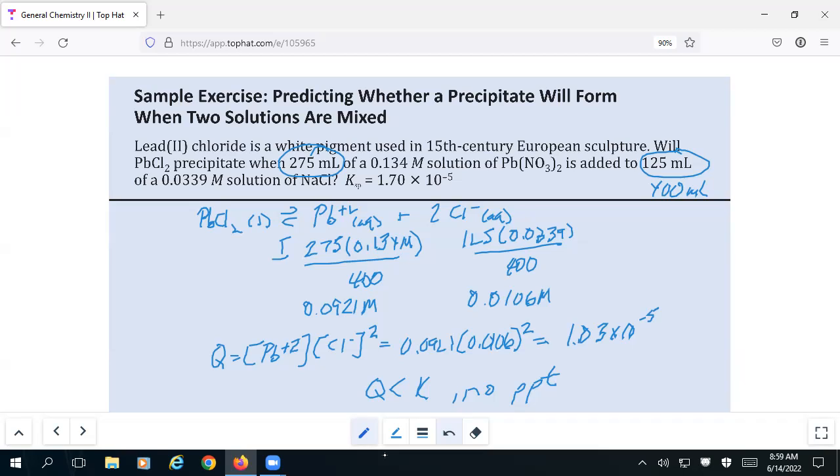All right. Any questions with this example? Okay. So remember, we're combining two solutions together. So it would be the total volume of both solutions together. So 275 from the one and 125 from the other. That'll give you your 400. All right, other questions?